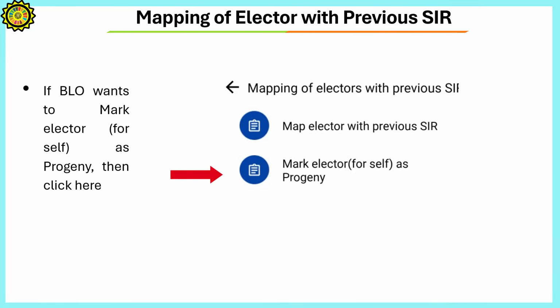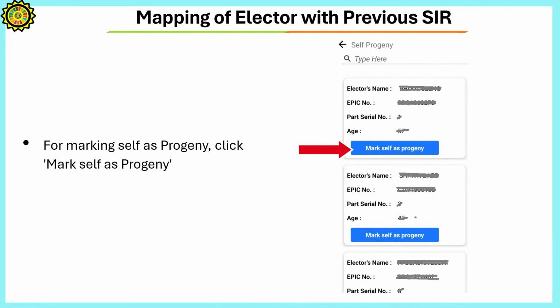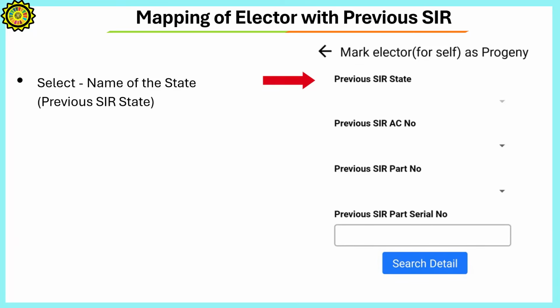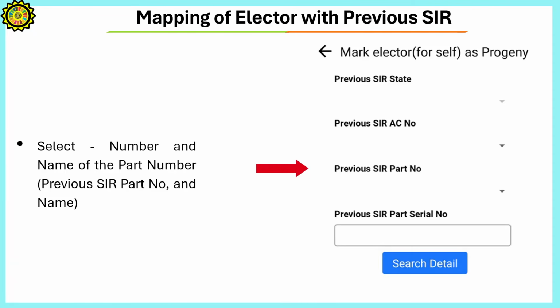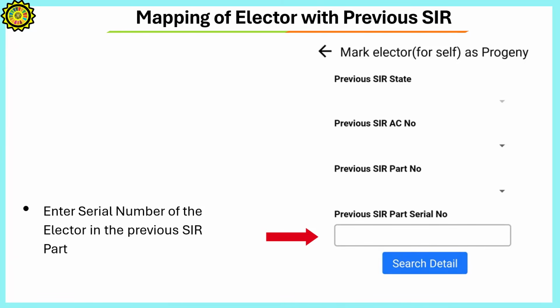If BLO wants to mark the elector for self as progeny, then click here. For marking self as progeny, click Mark Self as Progeny. Now select the name of the state from previous SIR state. Now select number and name of the assembly constituency, that is previous SIR AC number and name. Now select number and name of the part number, that is previous SIR part number and name.